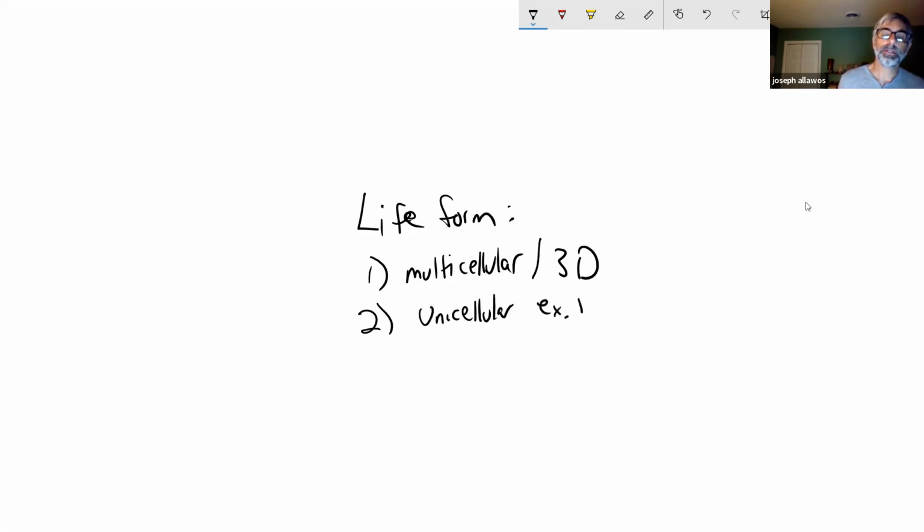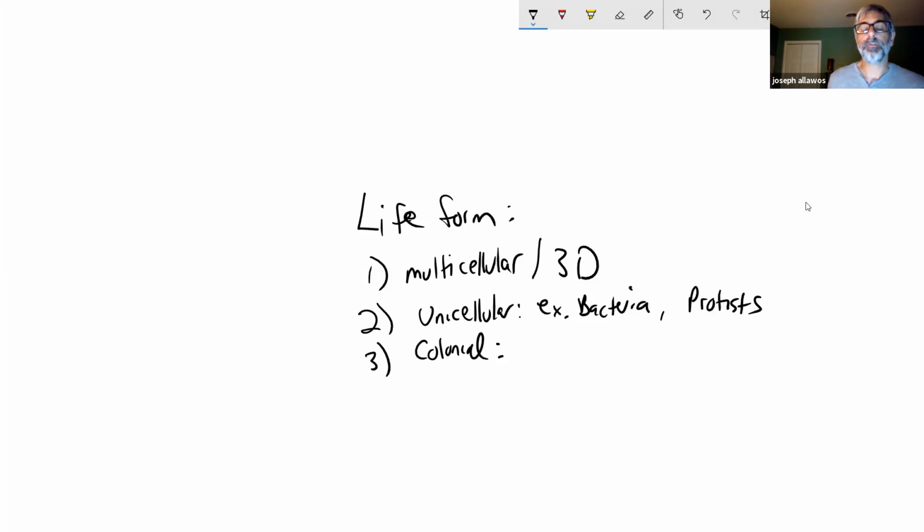For example, certain bacteria, and also certain protists. One cell makes the entire organism. This is kind of strange. Another life form is called colonial.